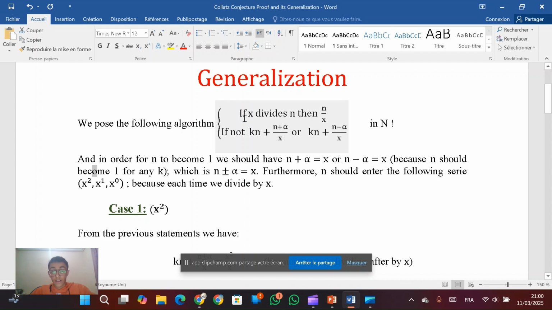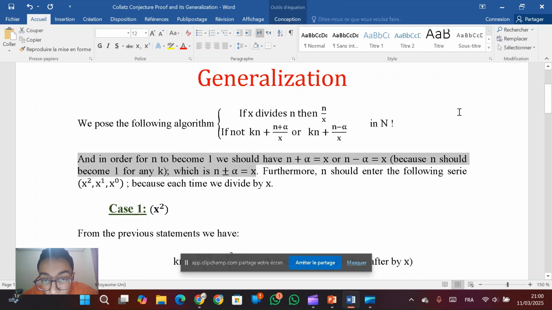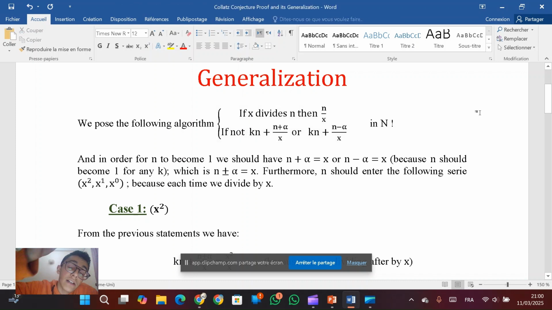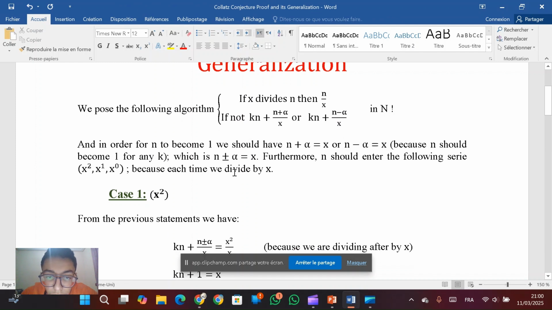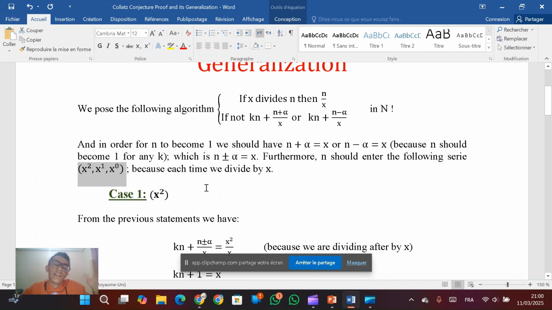If x divides n, then n over x; if not, n plus or minus alpha over x, in n, of course. And in order for n to become 1, we should have this. Why? Because if this equals 0, then this should be 1, and we are analyzing on 1 point since it's a repetitive function in an algorithm. So we don't care. Furthermore, n should enter the following series: this one, x squared, x1. Why? Because it gives us 3n plus 1. So this gives us this, so both are correct.